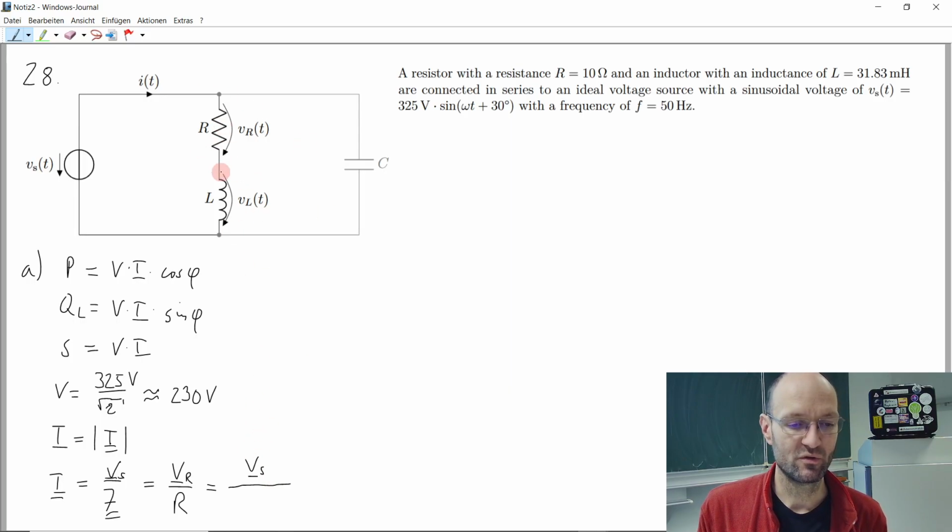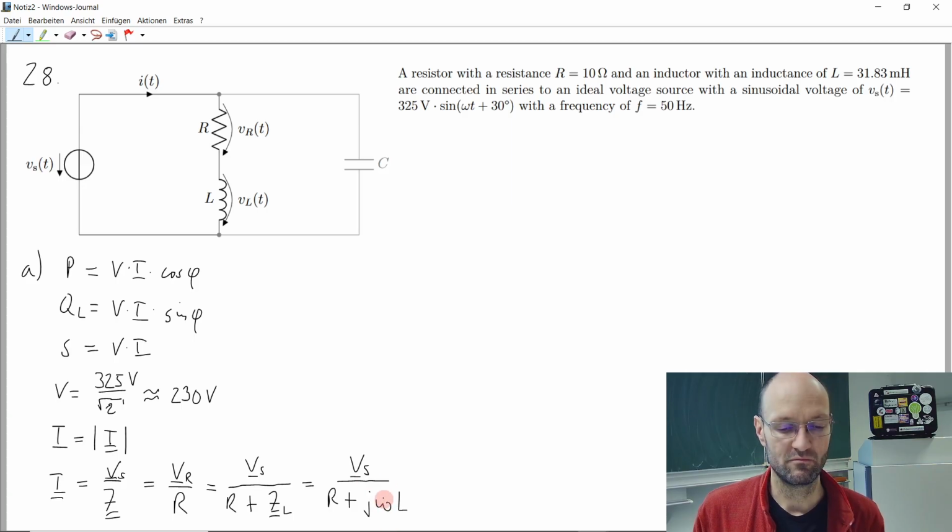Yeah, it's a series connection, so it's the sum of the individual impedances. So it's R plus ZL. And ZL can be calculated as jωL, but with the j. We really need to have it complex here. At least in this equation, if this is a complex phasor, this should also really be the complex impedance.